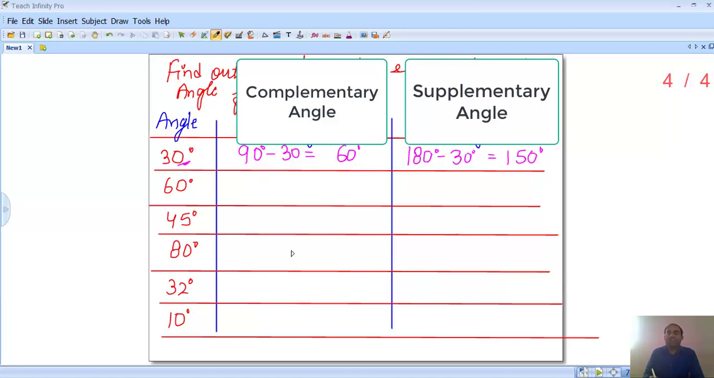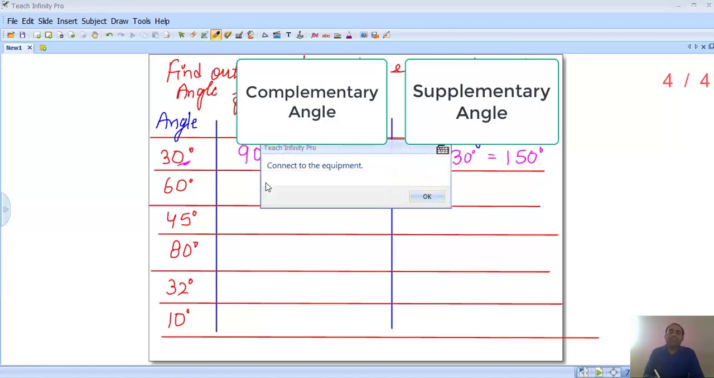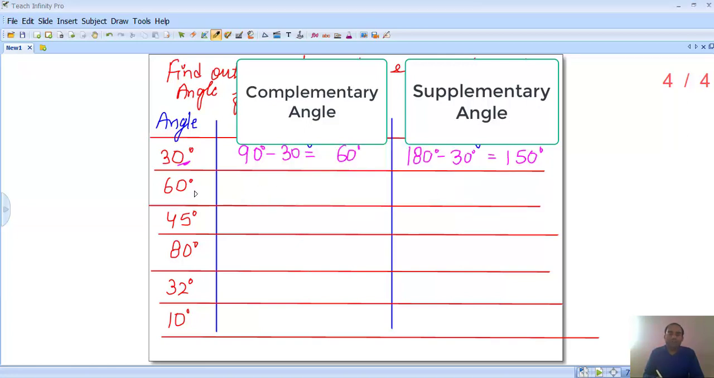Now you have to complete this table like this. You have to find the complementary and supplementary angles. You are going to pause this video and complete these two tables, and then play the video again and check whether you have done it correctly or not. Now 60 degrees. Now I am going to solve the table for all the angles. 90 minus 60, that is 30 degrees. Okay, the complementary angle of 60 degrees is 30 degrees. 60 degrees and 30 degrees are both complementary angles.